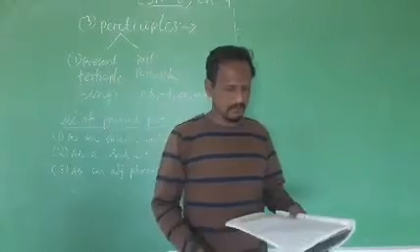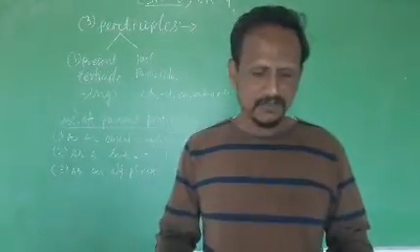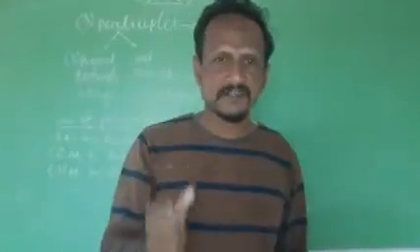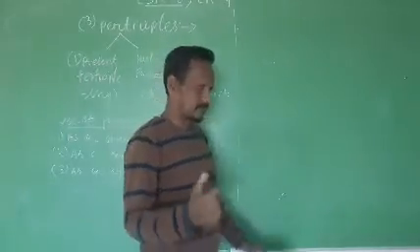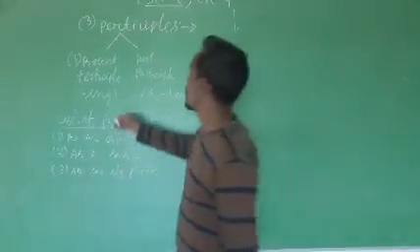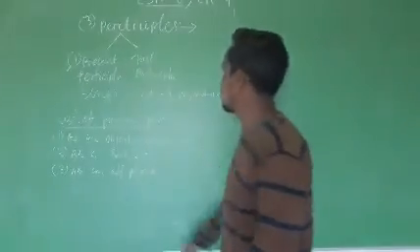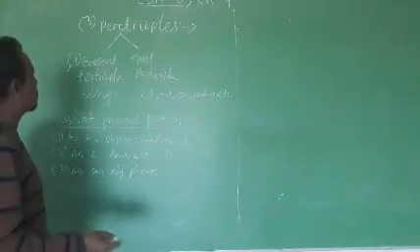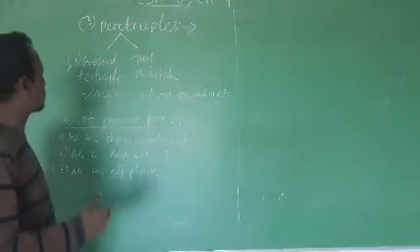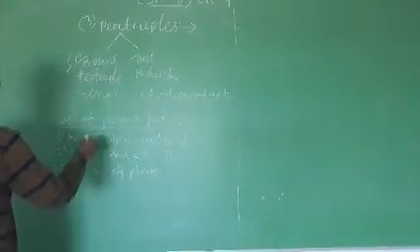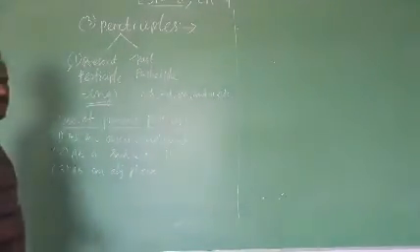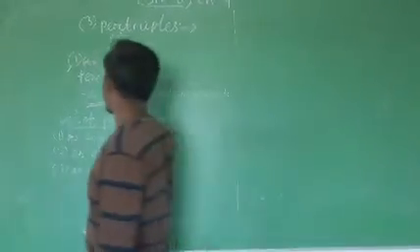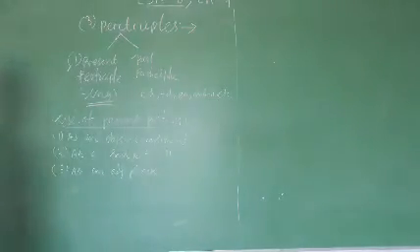A participle is a word formed from a verb which is used as an adjective. Actually, it's a kind of verb which is used as an adjective in a sentence. It has two forms: present participle and past participle. First, we have to discuss the present participle. The best way to know the present participle is that it ends with the ing form. It is always in the ing form. Now see the use of the present participle form in a sentence.